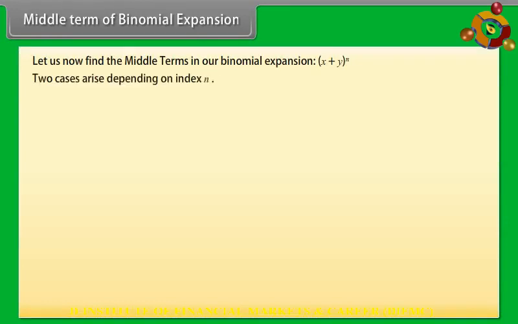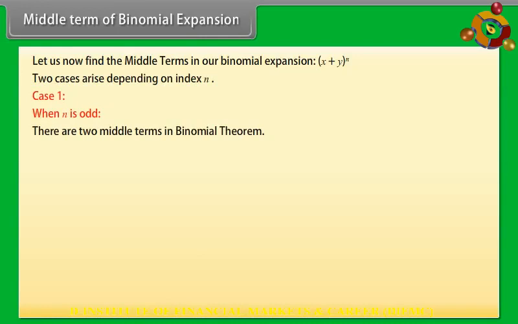Middle term of binomial expansion. Let us now find the middle terms in the binomial expansion (x + y) raised to power n. Two cases arise depending on index n. Case 1: when n is odd, there are two middle terms in the binomial theorem: the (n+1)/2th term and the ((n+1)/2 + 1)th term.